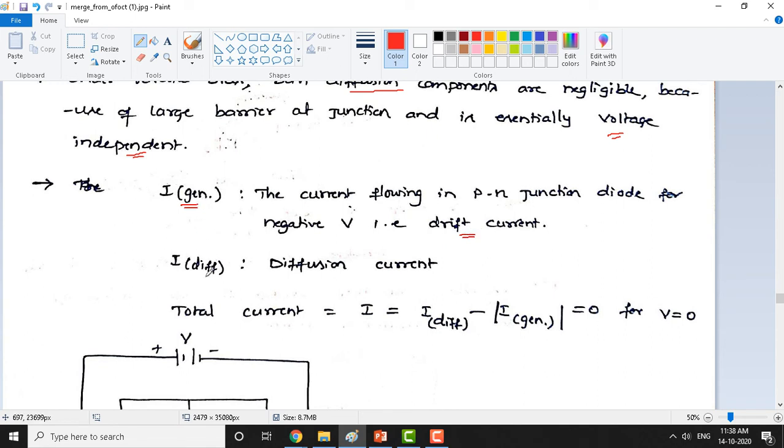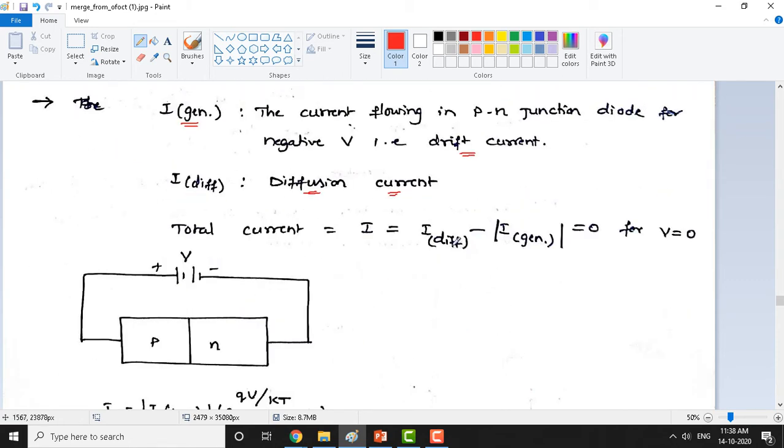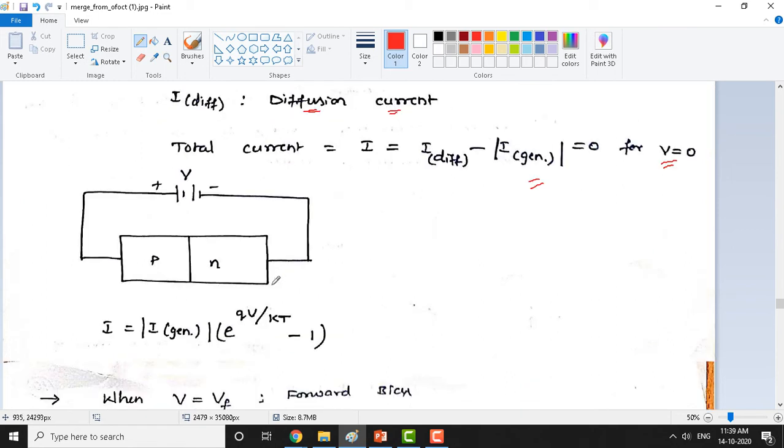There is another current called I diffusion, which is very small. So the total current in a PN junction under reverse bias condition is I diffusion minus I generation. When the supply voltage is 0, the total current also becomes 0 here. So I generation will be equal to I diffusion under equilibrium conditions.